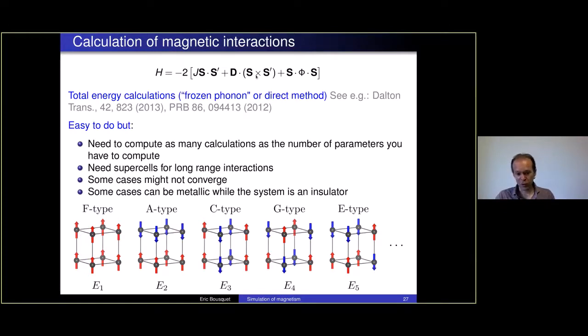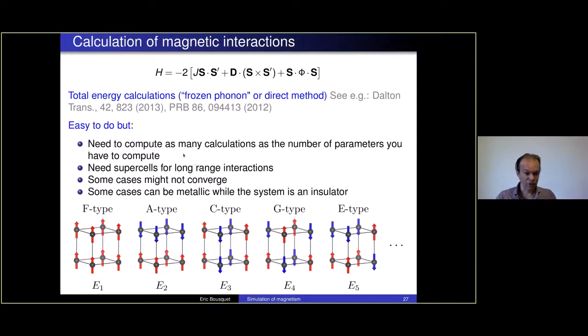For the Dzyaloshinskii-Moriya interaction, you can do the same, but now you have to add different spin directions along X, Y, and Z. But basically, it's the same. You do different configurations, you fit, and then you solve a set of equations with different parameters against the DFT energy. This is quite a convenient, easy method that has been used for a very long time, since the beginning.